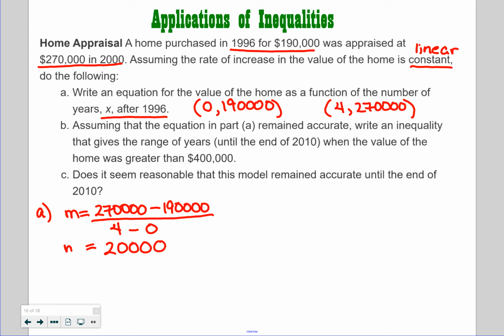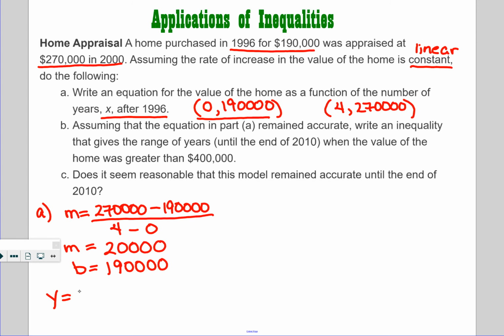is going to give us 20,000. We also know the y-intercept in this problem because remember a y-intercept is when x equals 0. So that's 190,000. So our equation is y equals 20,000x plus 190,000.